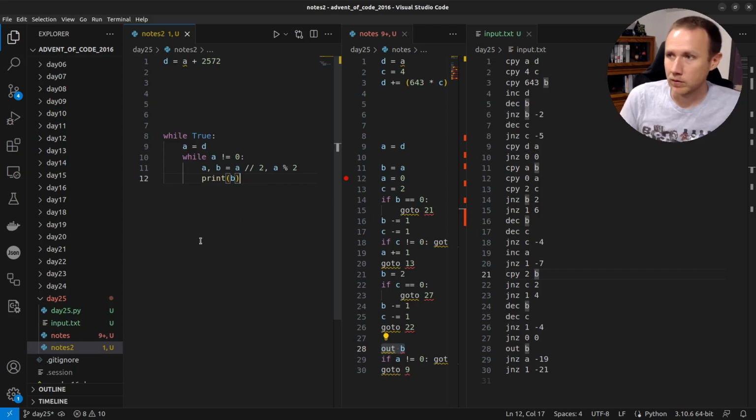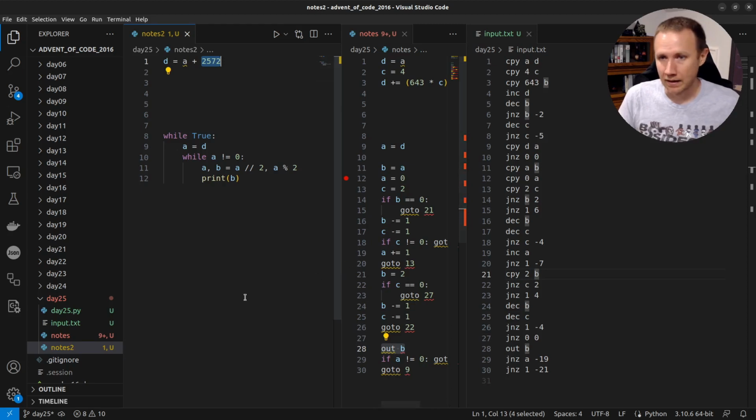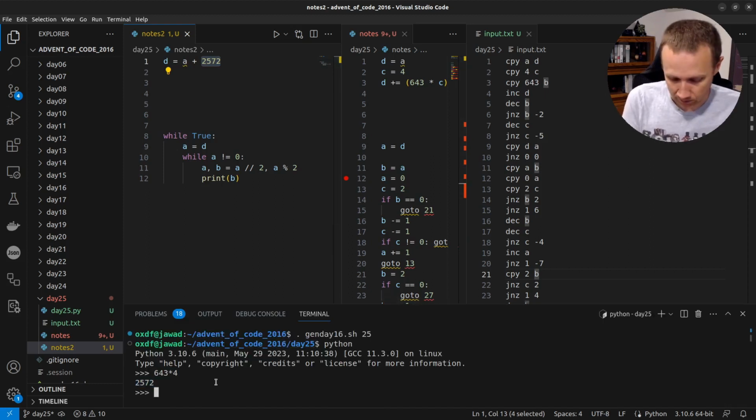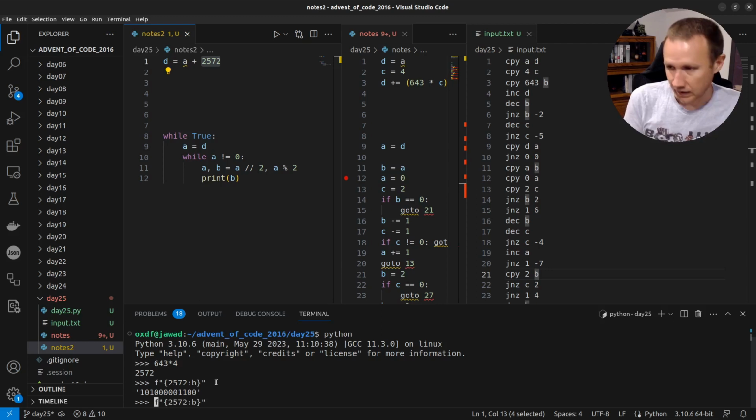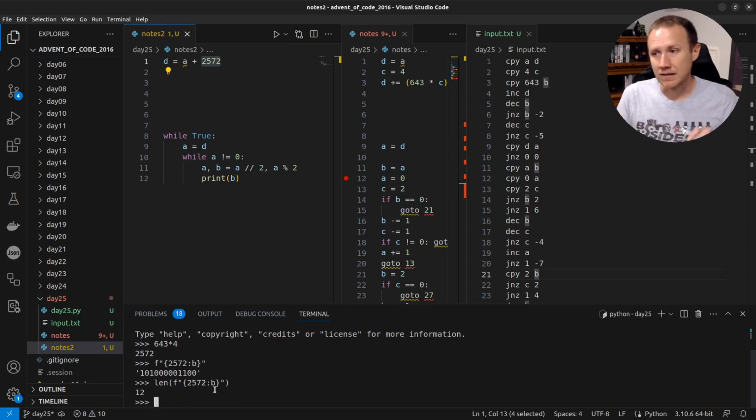So effectively what we're going to do is forever take A, and get the bits off of it. And what's cool about that is then we need to find the first thing that's greater than 2572 that has this repeating 101010 pattern. And we can do that by pulling up a terminal here. In Python, we can do a format string on 2572 in binary and see what that looks like. So let's see, what's the length of that? Length is 12 bits. So we need something that's at least 12 bits.